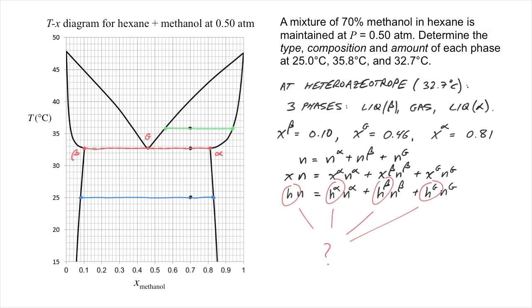This gives us a third equation, which we can use to solve for the three variables. However, for this to work, we'd need to know the molar enthalpy of the system. Also, we'd need some data, either H contours added to our TX diagram or an HX diagram. We don't have any of that here, so it's not possible to determine the amounts of each phase without gathering more information.